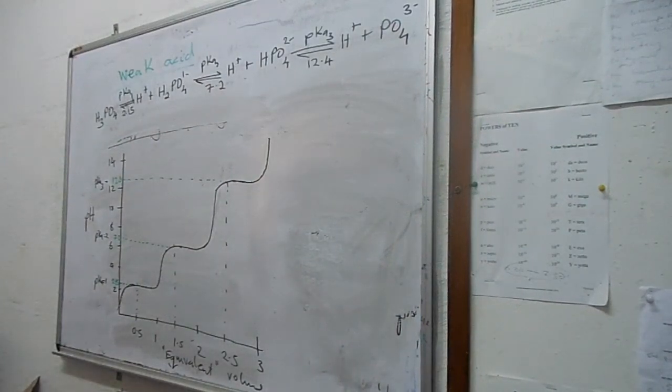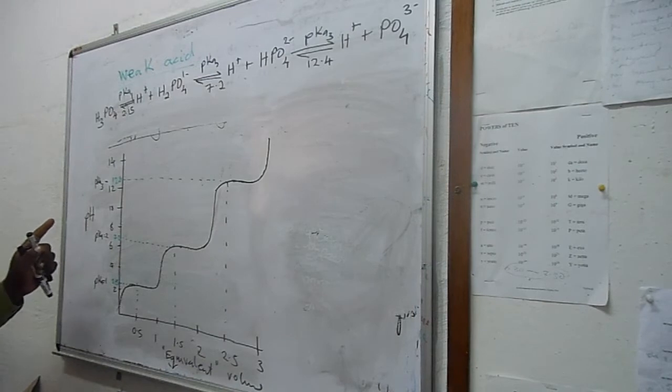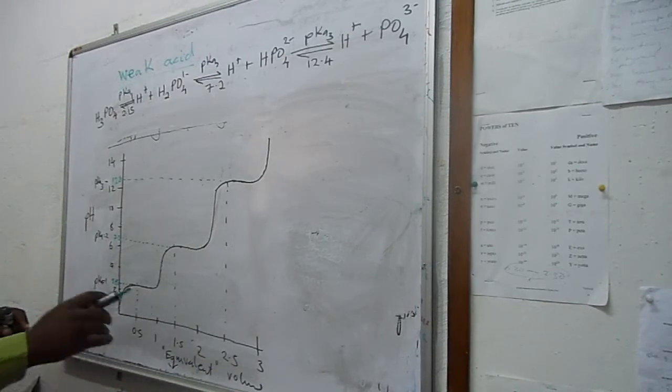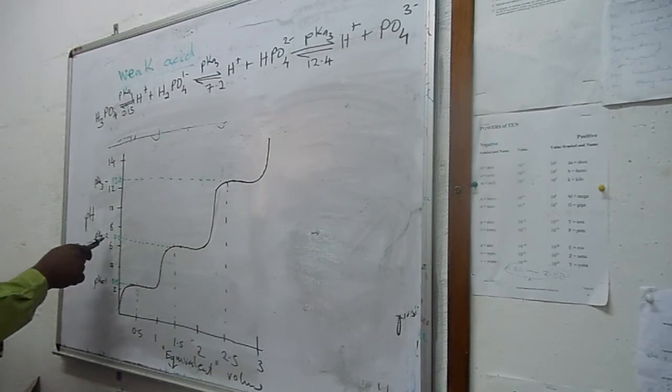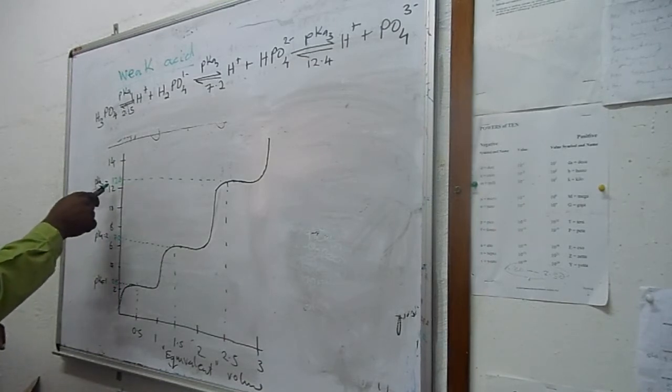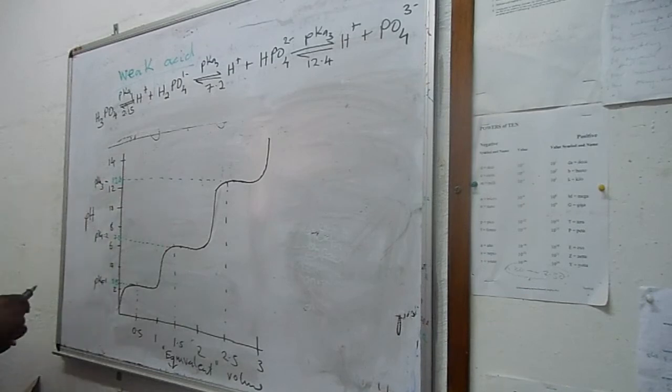Right, so we were saying that for phosphoric acid, we see that it has 3 equivalence points. We saw the pKa1 being at 2.15, pKa2 being at 7.2, pKa3 being at 12.4. So this is a triprotic acid.